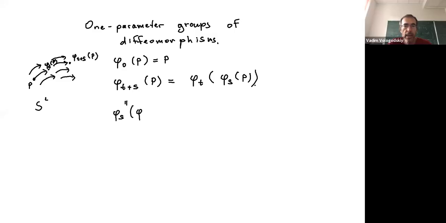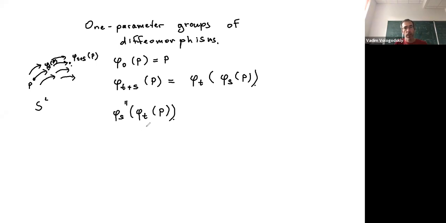Okay, so that's also equal to phi sub t of p, because this position is the same as the position of the particle, which is at the time s equal to 0, sits here. Then after s seconds, it's going to be at this point.